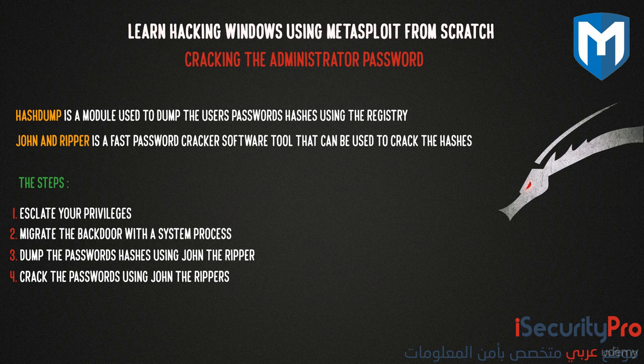But before we do that, we must migrate our backdoor into any system running process, then we will dump the user's hashes. Lastly, we're going to be using a tool called John the Ripper to crack the hash. John the Ripper is a fast password cracker software tool that can be used to crack the hashes. Now let's see how to do that.